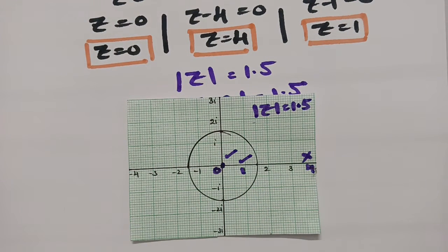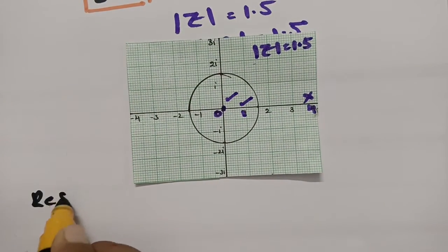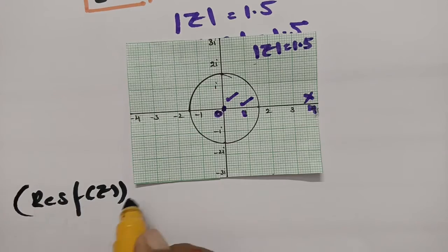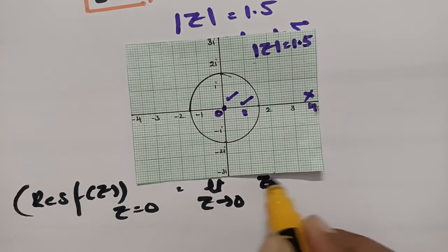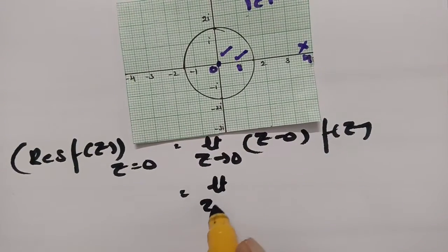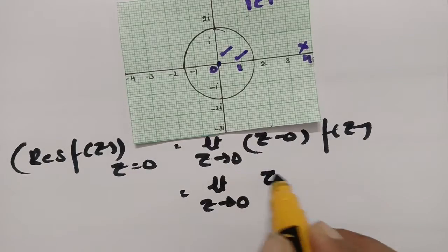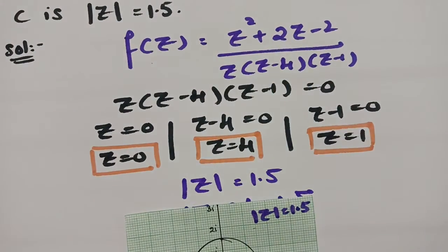For finding the residue at the simple pole z equal to 0, the residue of f of z at z equal to 0 is nothing but the limit as z tends to 0 of (z minus 0) into f of z. So this is the limit as z tends to 0 of z into (z squared plus 2z minus 2) by z into (z minus 4) into (z minus 1).